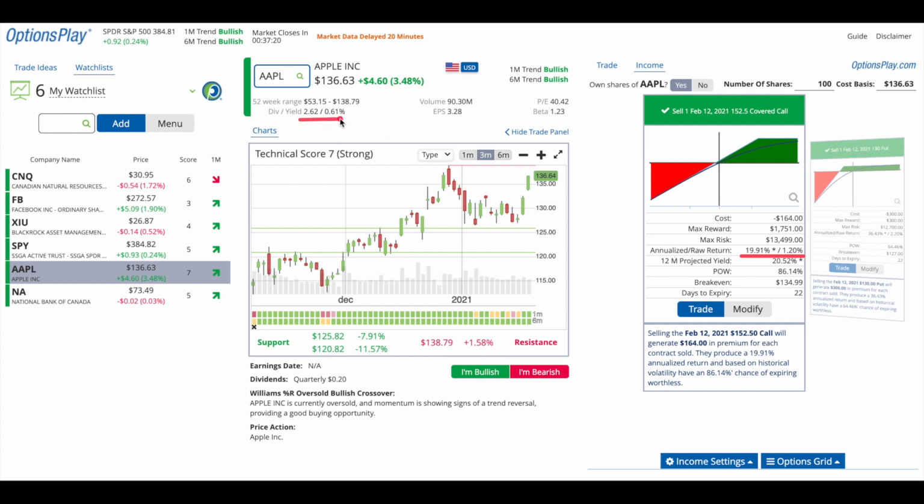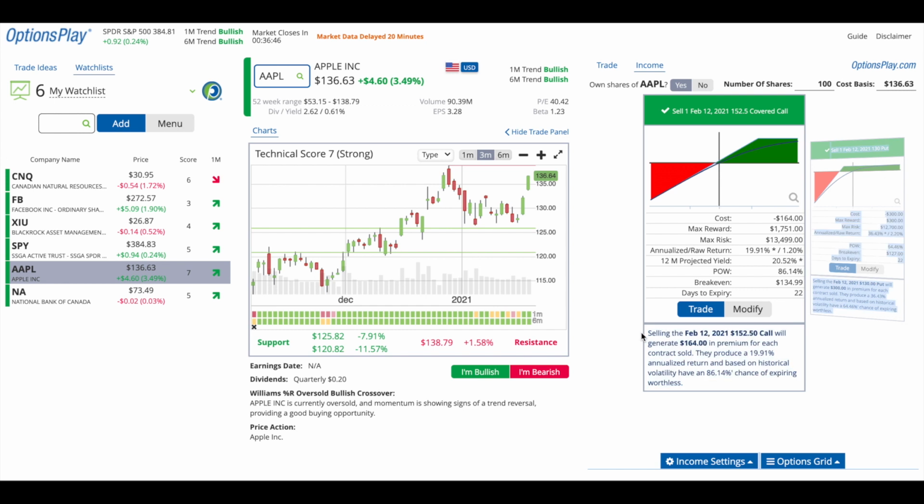So Apple pays currently about a 0.61% dividend yield, but the covered call yield on the February 12th 152.5 covered call generates an additional 19.91% yield, which brings your total 12-month projected yield to 20.52%. And this is designed to give you a much better understanding as to not only your starting points, but how much yield you are actually collecting on a covered call position like this.